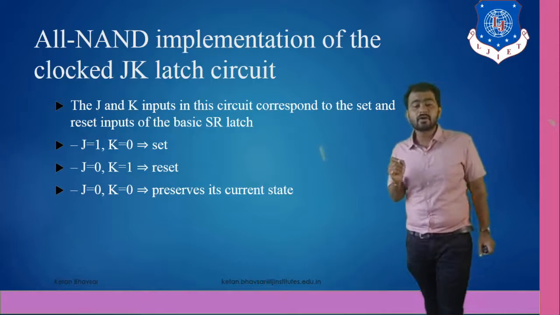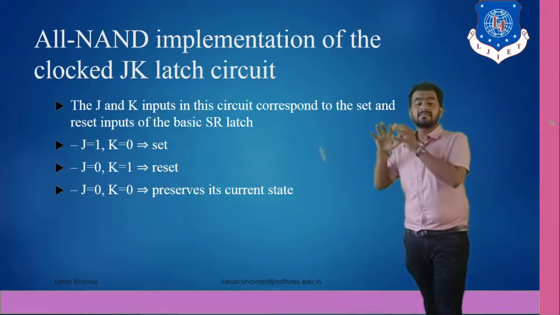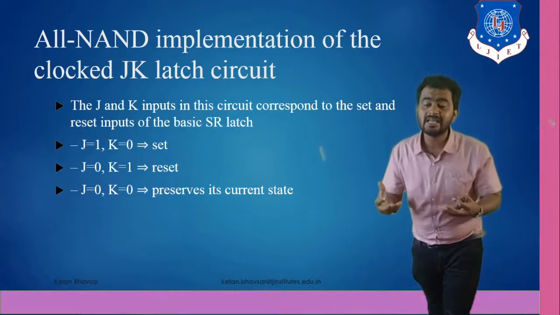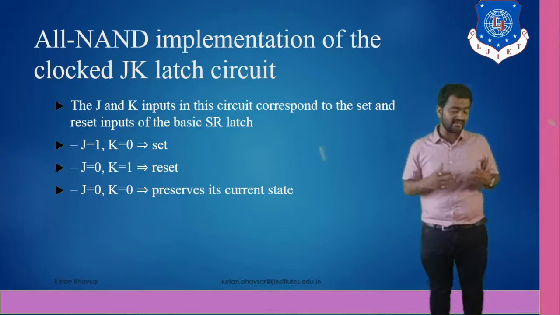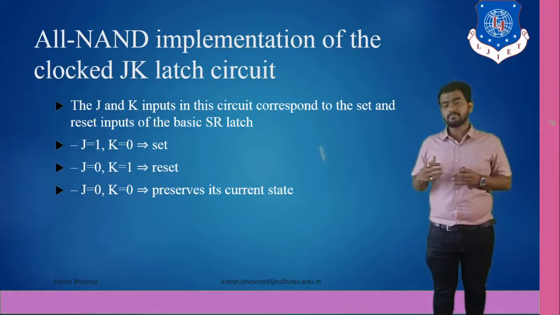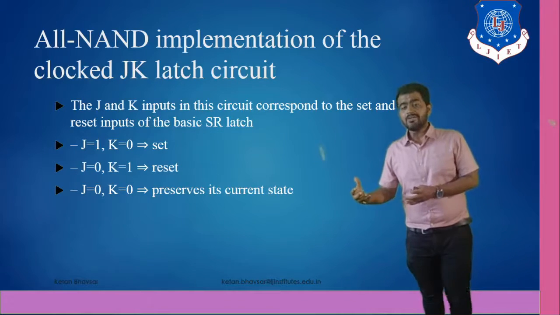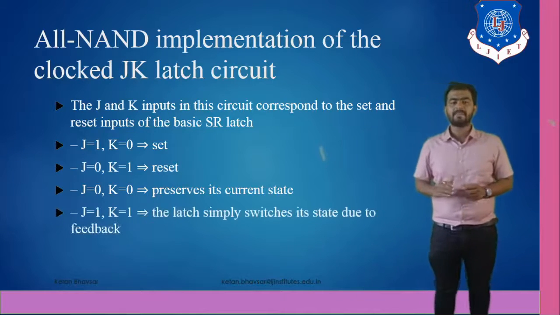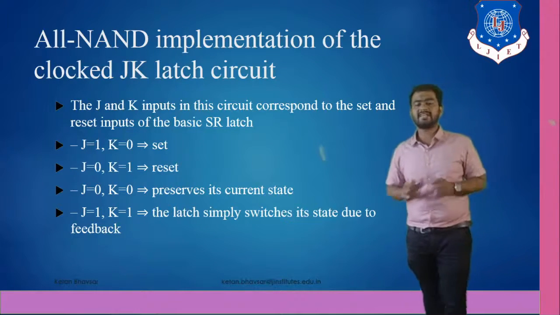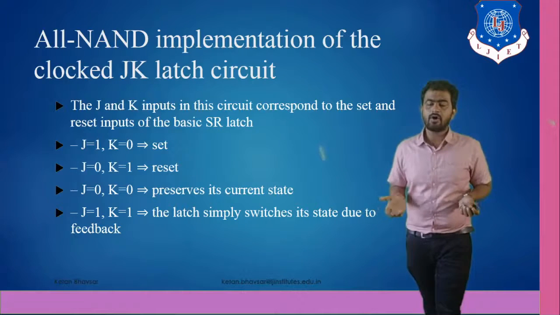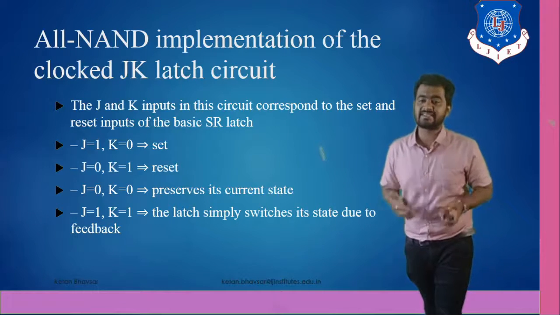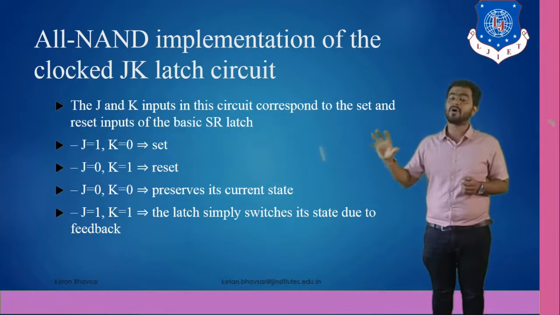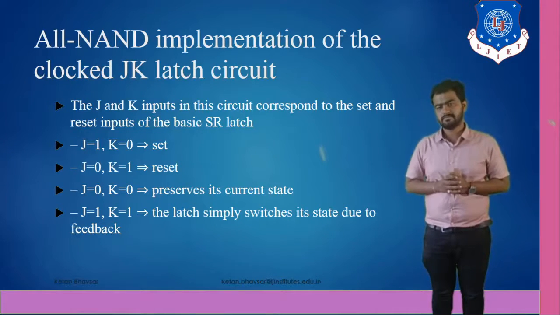So for J and K both equal to 0, it preserves its current state, meaning the value is not changed and it does not enter the not allowed state. It holds the value in the current state only. And when J and K are both equal to 1, then it simply inverts the data, or simply switches the previous state. So here you can solve the problem of the not allowed state.